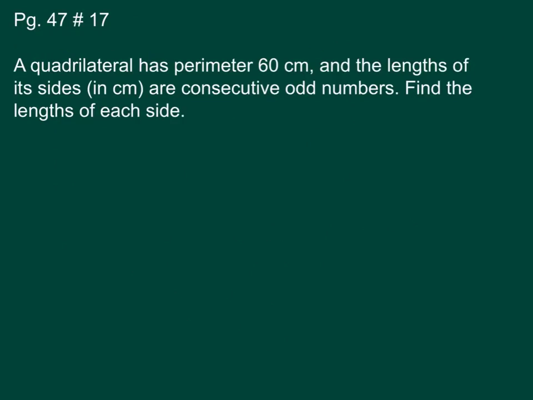All right, our next problem comes from page 47, number 17. It says a quadrilateral has a perimeter of 60 centimeters, and the lengths of its sides in centimeters are consecutive odd numbers. Find the lengths of each side. So I'm going to start by just drawing a diagram of a quadrilateral. Quadrilateral is a 4-sided figure. It doesn't need to be anything special. It might not be a square or a rectangle. You could draw it that way, but just 4 sides.